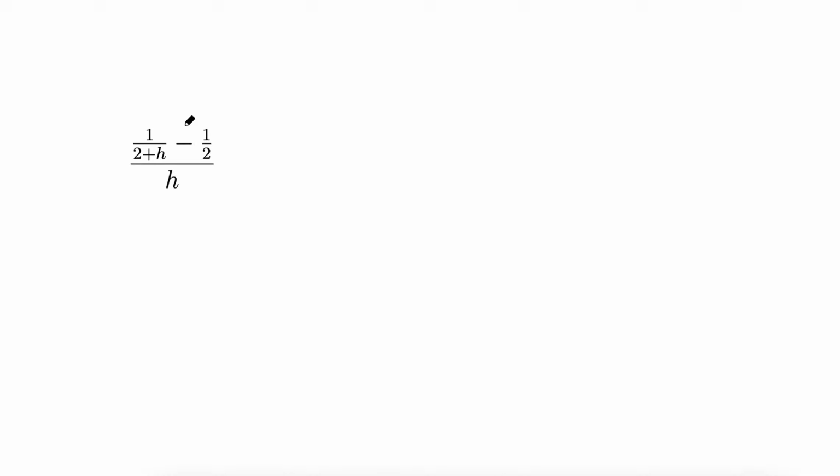Here is fraction minus fraction all over h. So on the top we need to combine these two fractions. So how do we combine two fractions? Common denominator. Or just to get rid of these fractions, we can multiply top and bottom by the same thing. Okay, we can always multiply top and bottom by non-zero numbers.